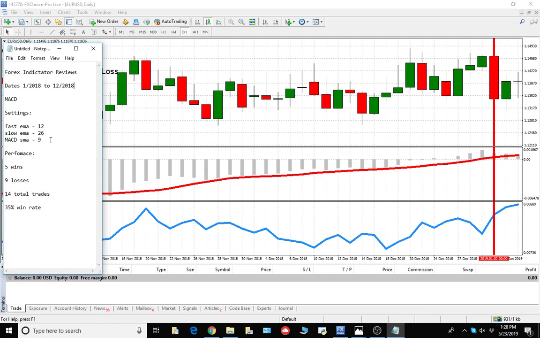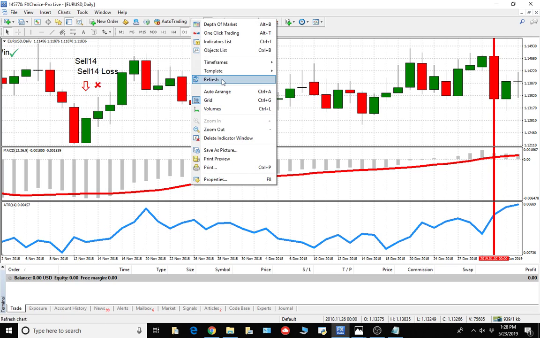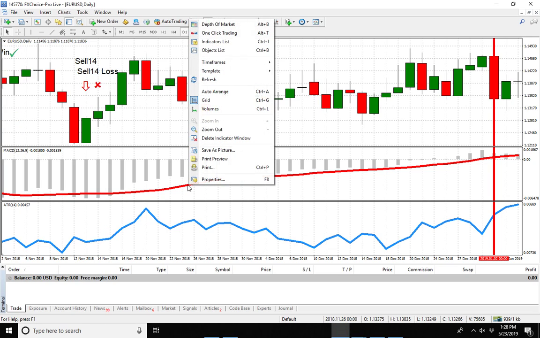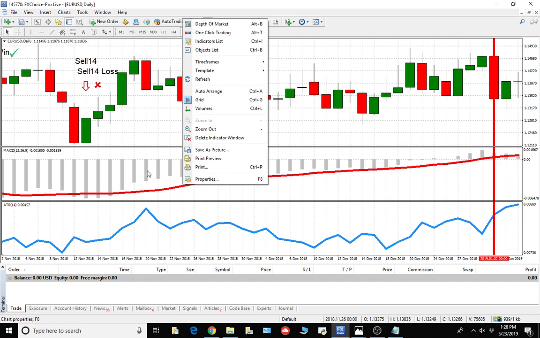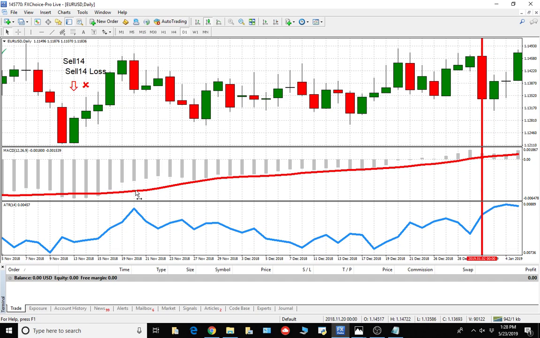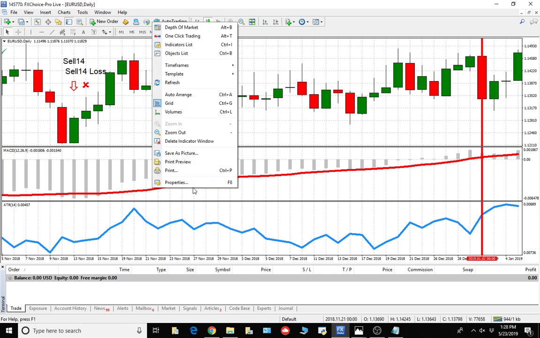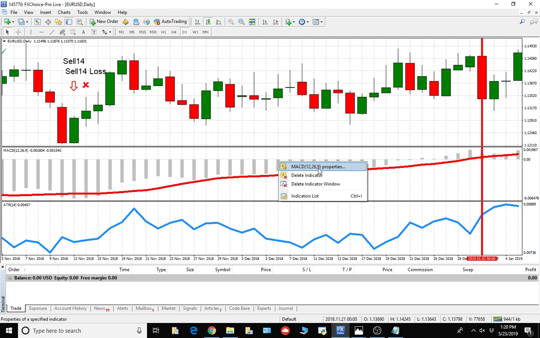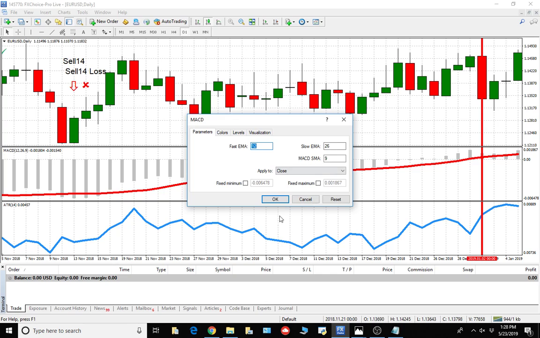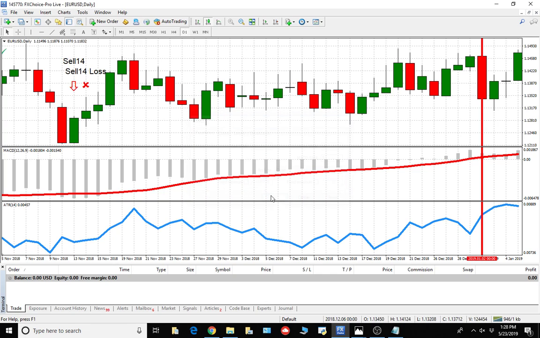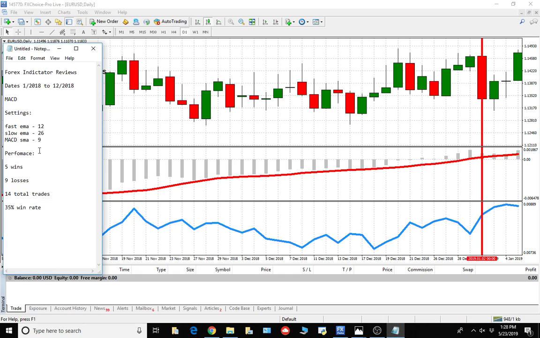So as we pull this up, you can see here the dates that we tested it, what we tested, and the settings. So I kept it on the 12, 26, and 9. You can see here, pull it up. Oh, it doesn't want to pull up. There we go. The 12, 26. So you can see that's how I kept it.